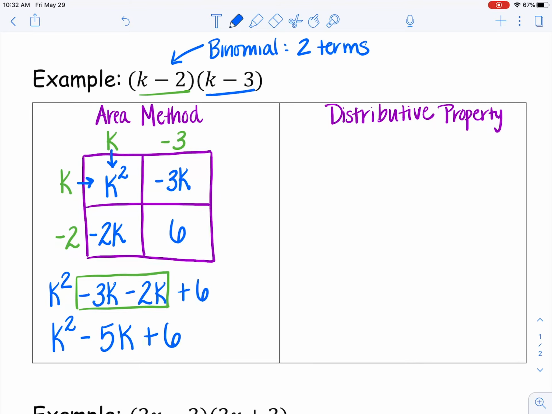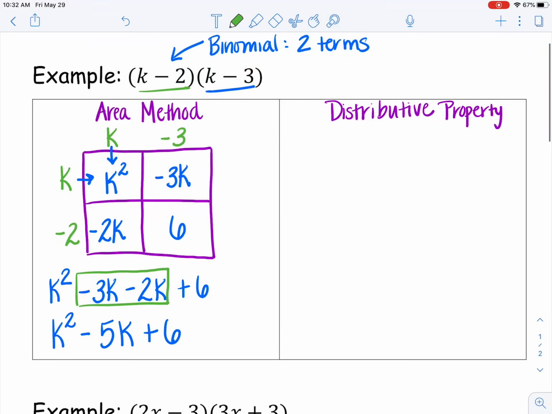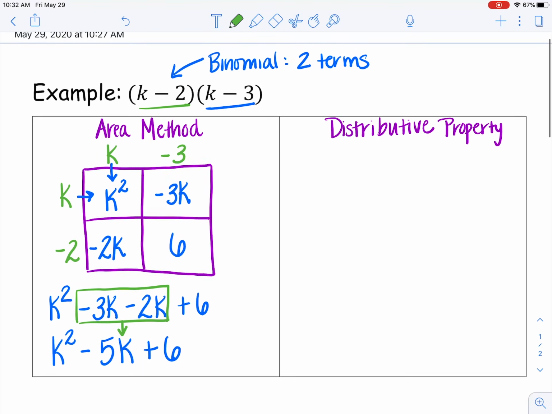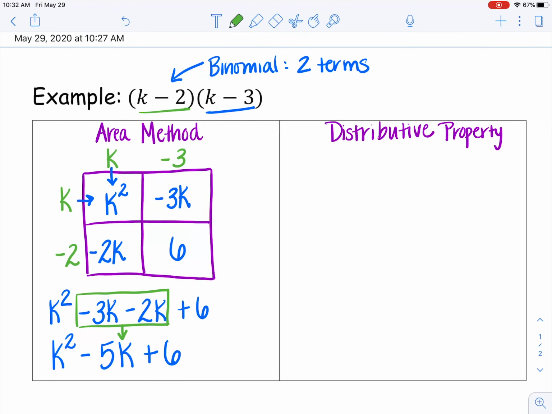And then the plus 6 just rides along. Okay, so this is our quadratic that we've created, and quadratic just means that you have a power of 2. Your highest exponent is a power of 2. Okay, so that's our quadratic. That's using the area method.